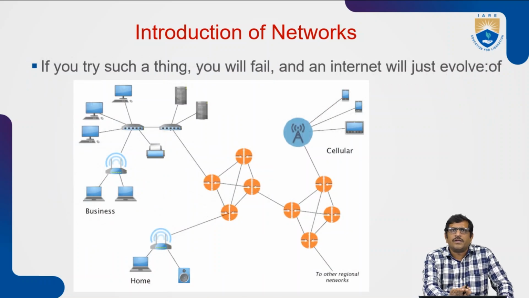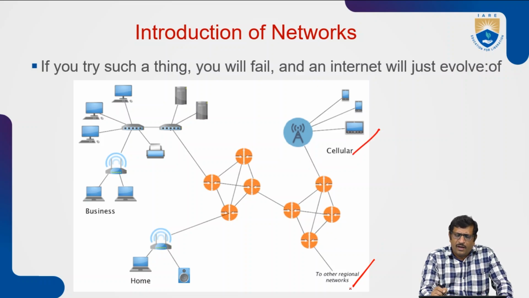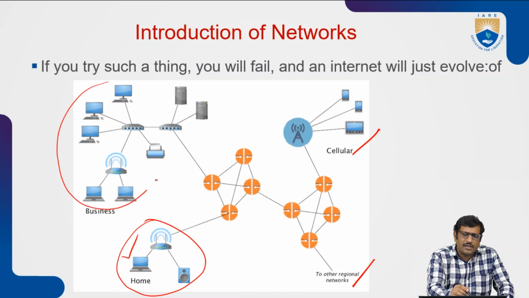If you try such things directly, you will fail. Suppose the inter-network connection fails, the internet evolves with the help of these routers. This is for the other regional networks. Now this is a cellular network. This is one network, and this is another network. This is a domestic, home network. This is the business network. So this is also a network.